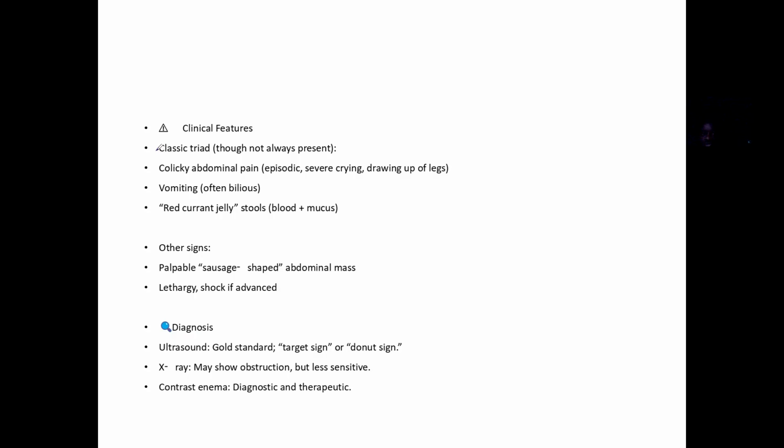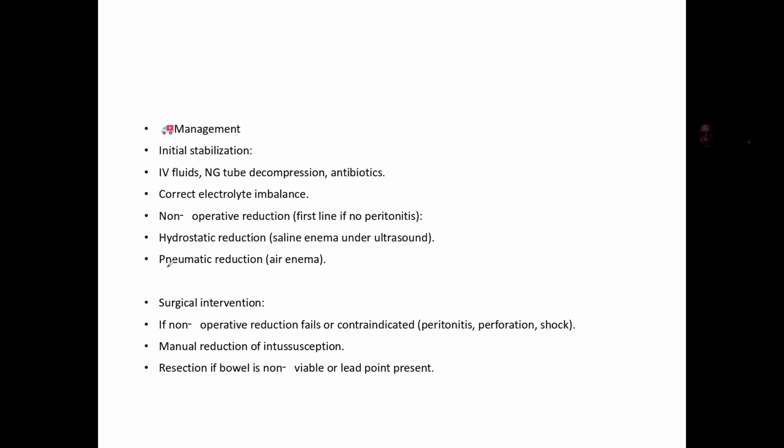So clinical features: a child having this intussusception, what would they be having? So colicky abdominal pain, they can be vomiting, bilious vomiting. Then when they pass stool, the stool is mixed up with blood and mucus, so the stool will be red. They call that a red currant jelly type of stool. Now other signs are a palpable sausage-shaped abdominal mass, lethargy and shock if it is advanced.